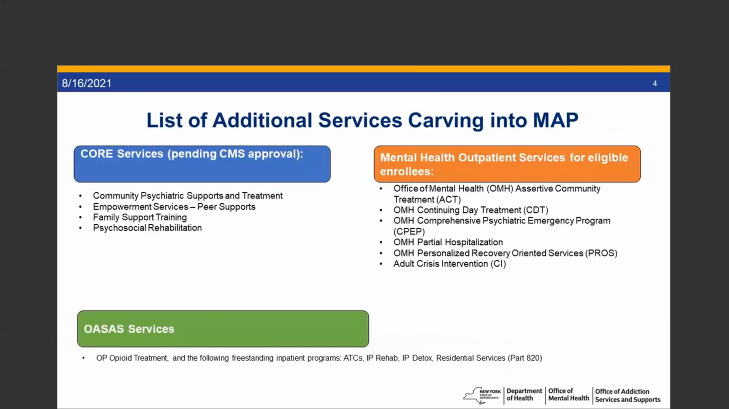Next slide. So you have seen this slide in other webinars that we've done on this topic. And this is just a list of the services that are carving in. So we have the core services here. These services are pending CMS approval. So at this time, that timeline is up in the air, but we will keep you posted. This includes community psychiatric supports and treatment, peer empowerment services, family support training, and psychosocial rehab. So for those services, more information is coming out.